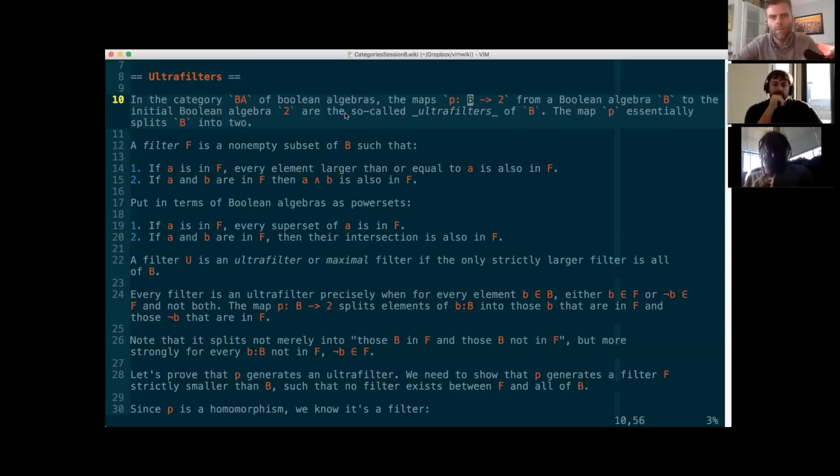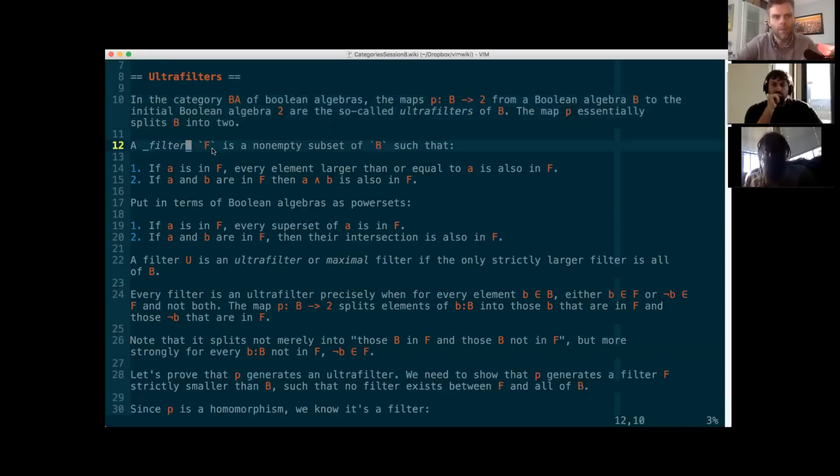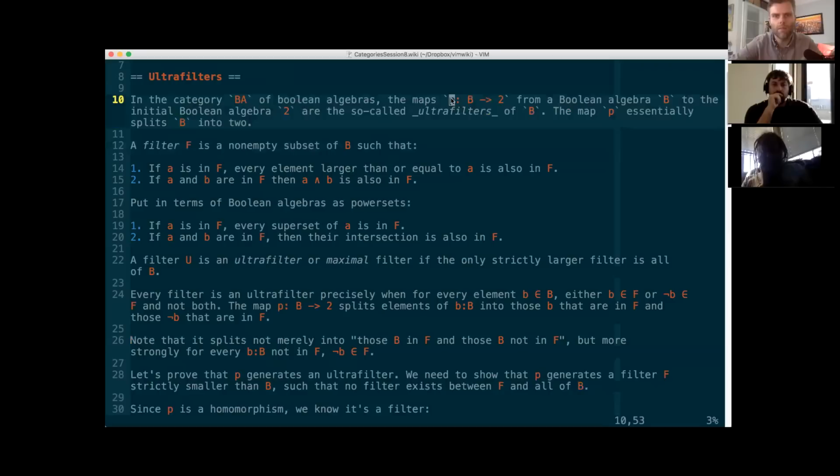So we have a set. A filter then is a subset of the Boolean algebra B, where either an element in B is in that filter or it isn't, and it's in the filter if this map returns true, and it's not in the filter if it returns false. Right? So maybe we should go over what a Boolean algebra is. Did you guys read that bit?